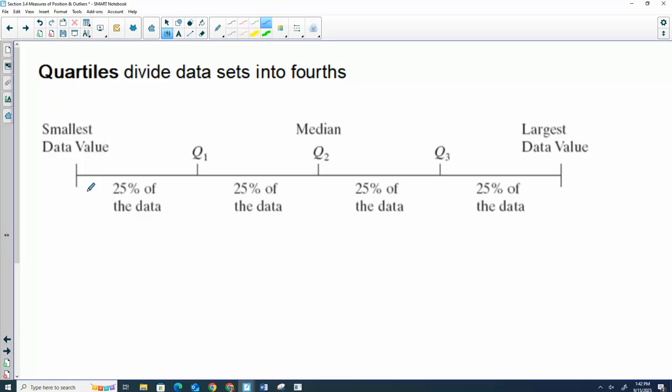Quartiles are a type of percentile. They just divide your data into fourths. So quartile 1 would be the same thing as what percentile? Quartile 2 is the 50th percentile, also known as the median. Quartile 3 would be the 75th percentile, and your largest one, your 100th percentile. If I ask for a quartile, they divide it into fourths.